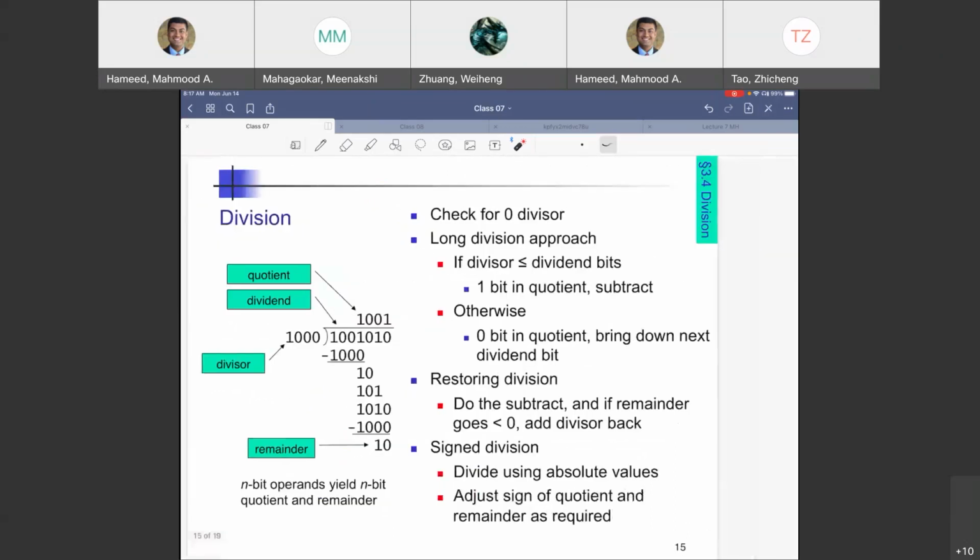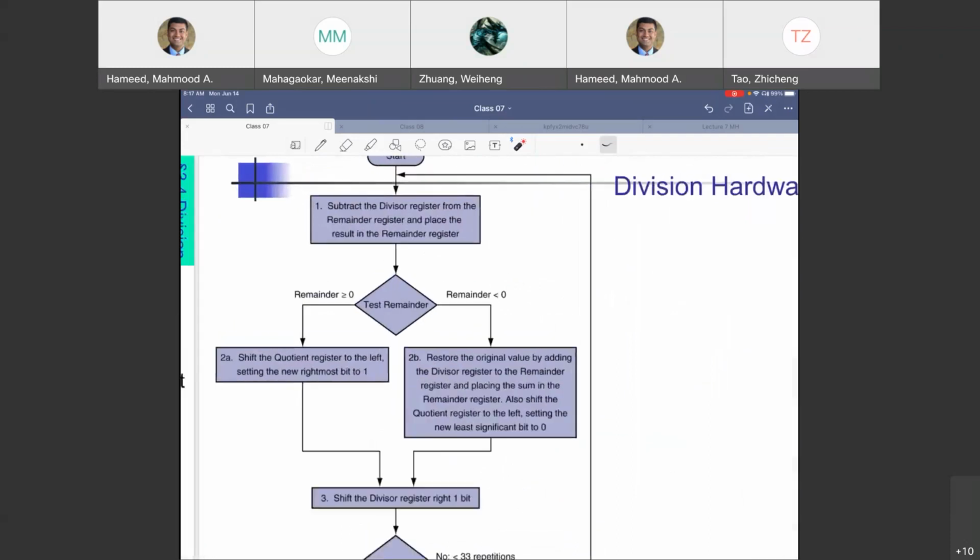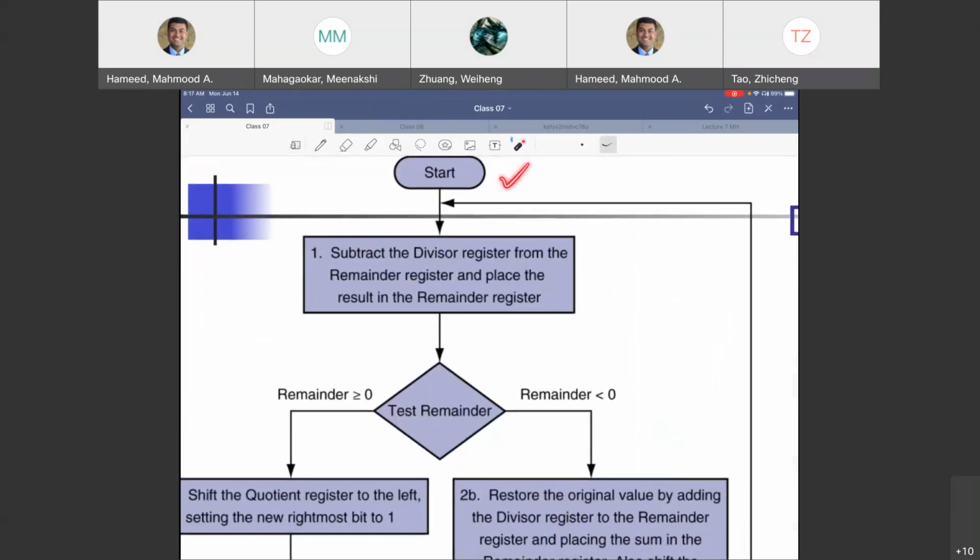Next, we'll start with the flowchart, and then our goal will be to put it into a hardware form. So when you look at the flowchart, you start here. You're trying to do this for 32 bits divided by 32 bits. What is going to happen? Well, this is the restoring division, so the first thing is to subtract. Straight away, subtract the divisor register from the remainder register. But why are we subtracting it from the remainder register?